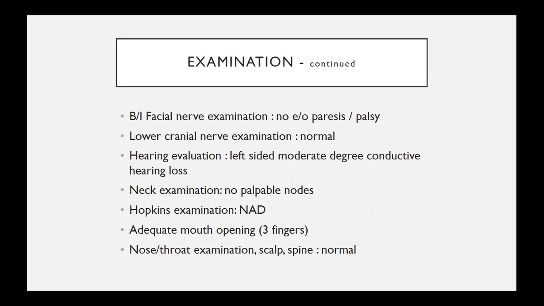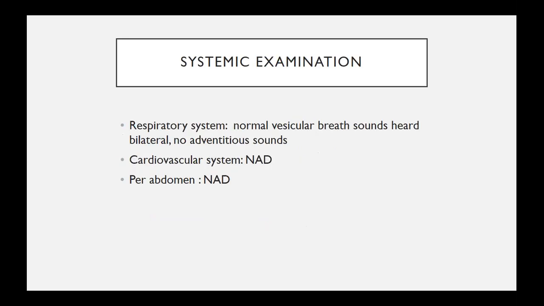On bilateral facial nerve examination, there was no evidence of paresis or palsy. Lower cranial nerve examination was normal. Hearing evaluation showed left-sided moderate degree conductive hearing loss. On neck examination, there were no palpable nodes. On Hopkins examination, bilateral cords were normal and mobile. The patient had adequate mouth opening, and other nose and throat examinations, scalp and spine were normal. Very good. Go ahead. Systemic examination did not find any significant findings.